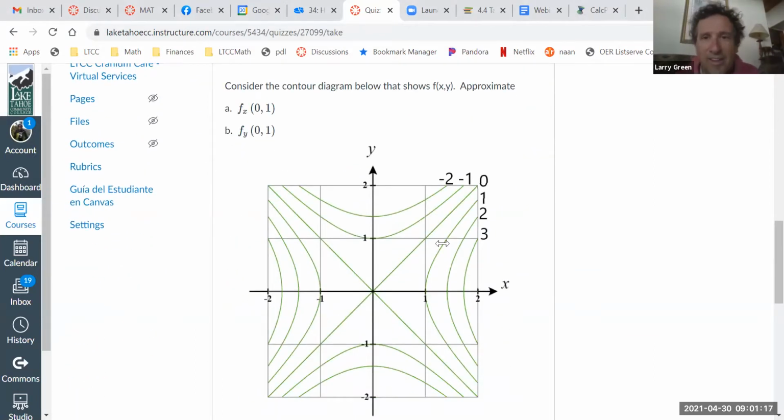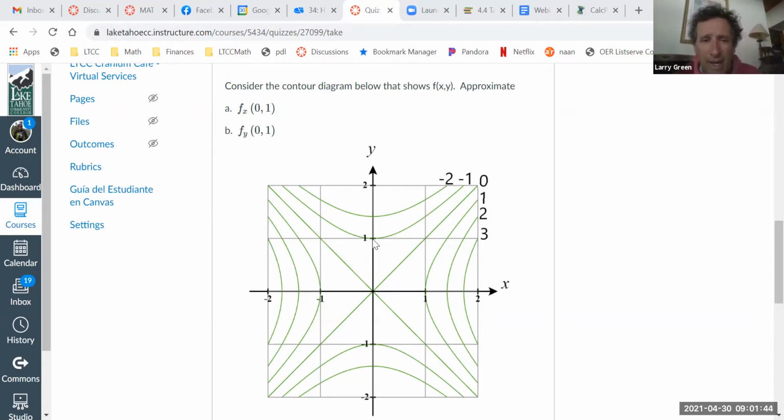The next is: consider the contour diagram below that shows f of x, y. Approximate A, f sub x of 0, 1, and B, f sub y of 0, 1. All right, so I'm going to just point to 0, 1. Hopefully you all know how to plot a point, and that's right up there. And we want f sub x of 0, 1.